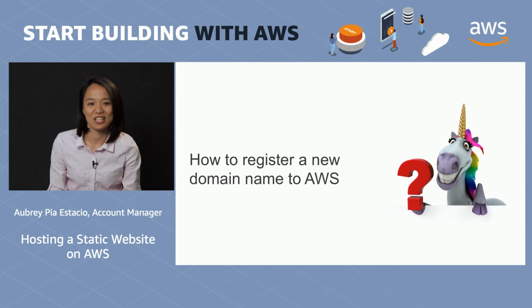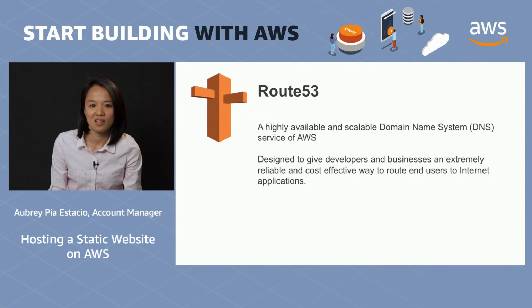But Unicorn has another question. Unicorn wants to register a new domain to AWS, so when users visit his website, it will show his domain name, for example, www.quickstartdemo.com.au. So let's help Unicorn answer his question by first defining what Route 53 is, then we can show him what it looks like on the console.